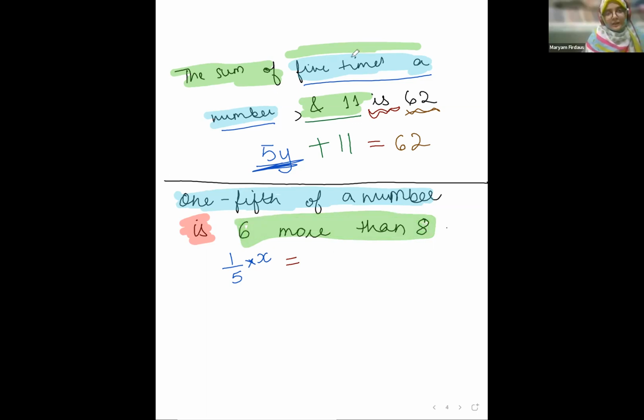Okay, so 6 more than 8 is 6 plus 8, which is 14. Yeah, you can write that as 14 also, no problem. Next one.